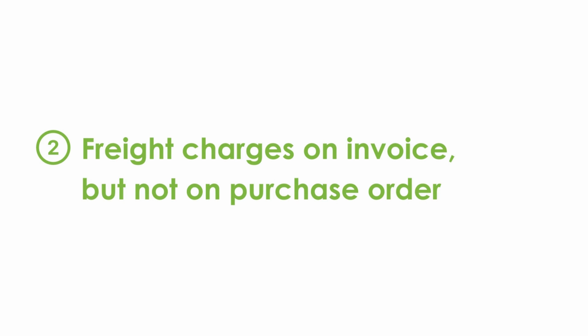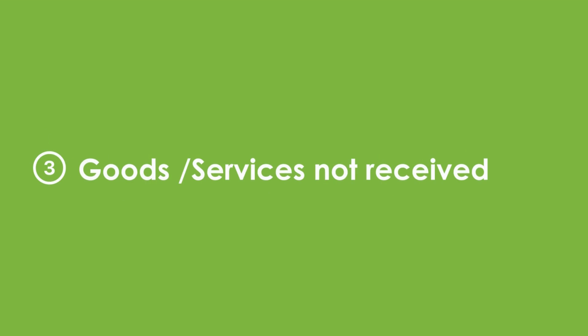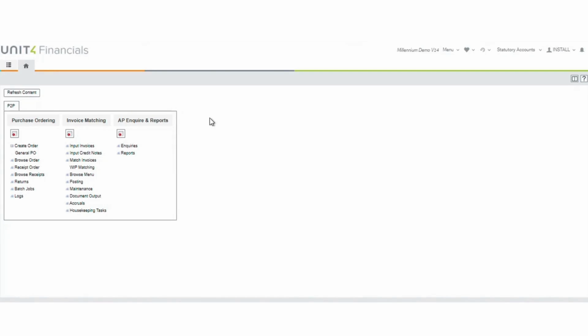And then the vendor supplies invoices with freight, and obviously then the invoice does not balance to the GRN. The other problem, which is very common, is when the invoice comes in, the goods or services have not been received. And the final one is where you're being overcharged by the supplier. So I'm going to go into Unit4 Financials.